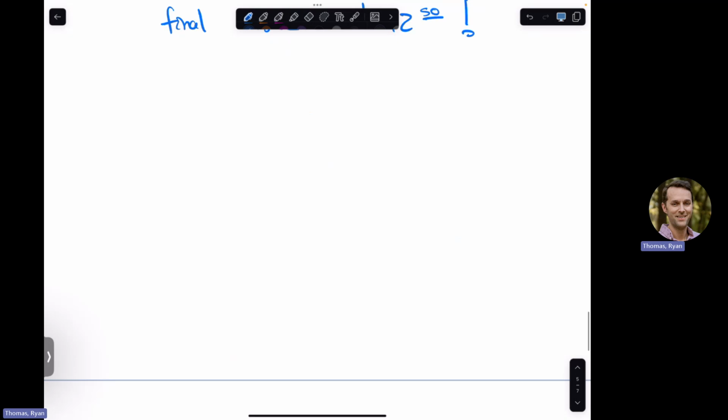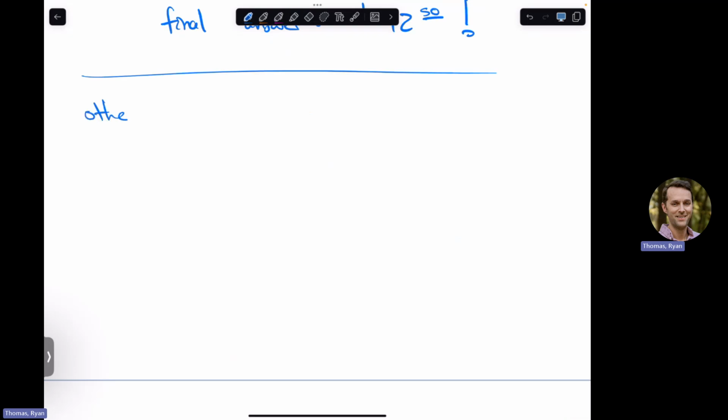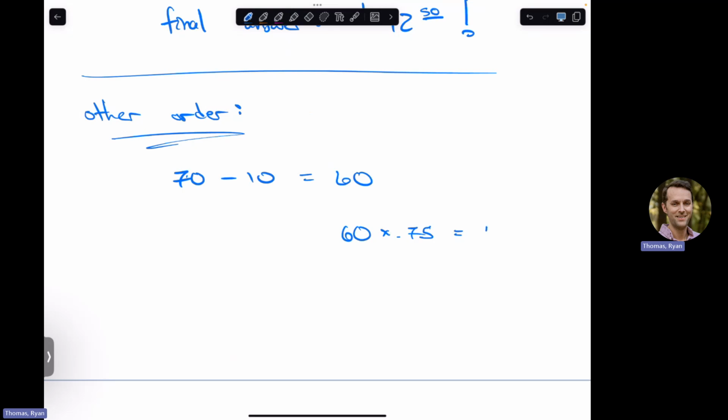Now, what happens if we switch the order of those? Yeah, we end up paying more. Other order, how much do you end up paying? 70 minus 10 is 60, and then 25% off of 60 is 45. Okay, so it matters.